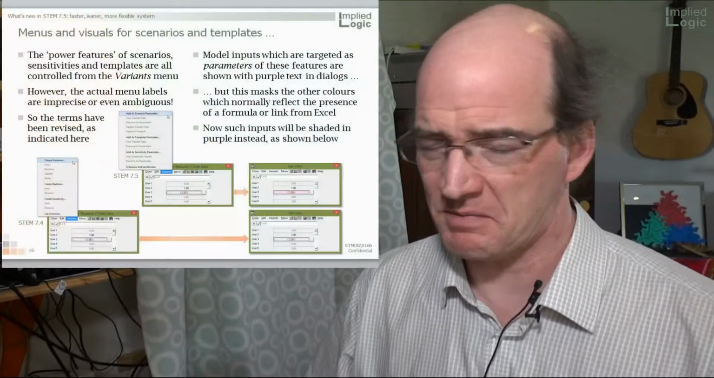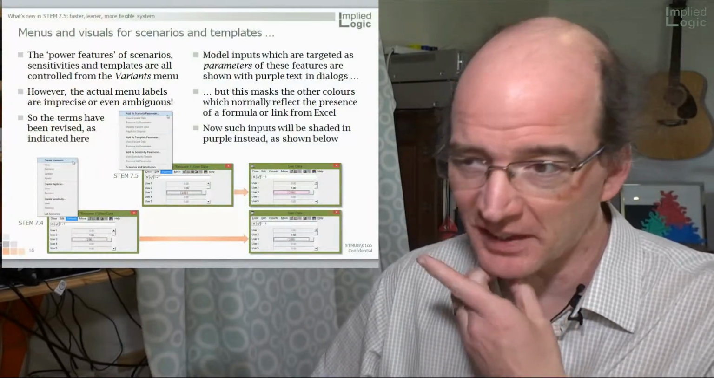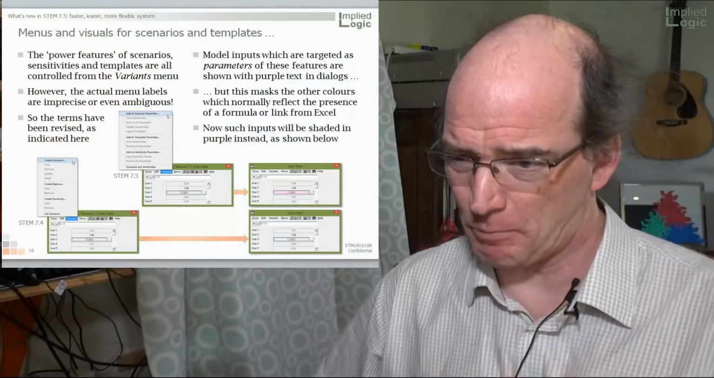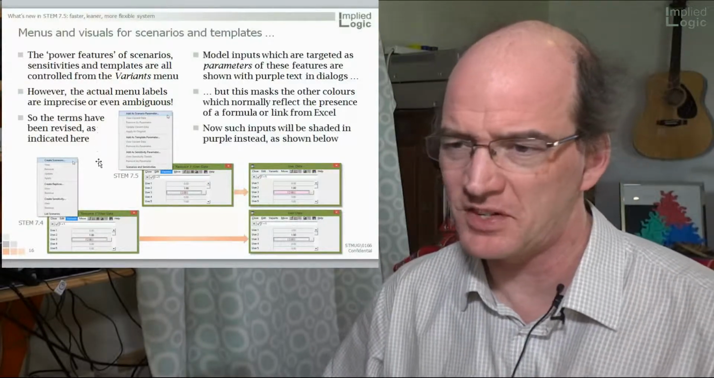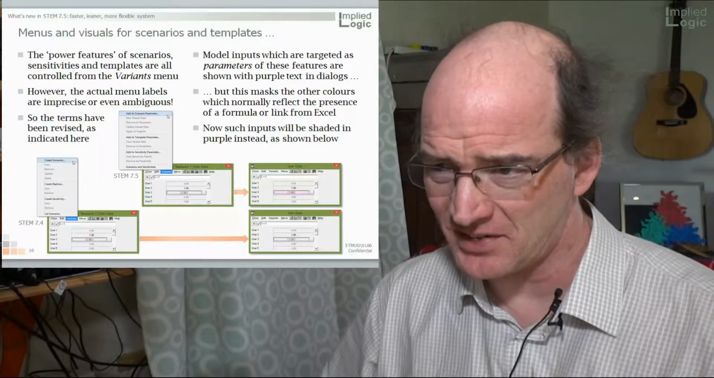The power features of scenarios, sensitivities and templates are all controlled from the variants menu in STEM. However, in STEM 7.4, the actual menu labels were slightly imprecise or even arguably ambiguous. So for STEM 7.5 we have taken the opportunity to revise them as indicated here on the slide. So you'll see that whereas it used to say create scenarios, it now says add a scenario parameter.